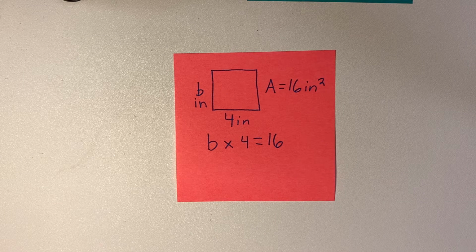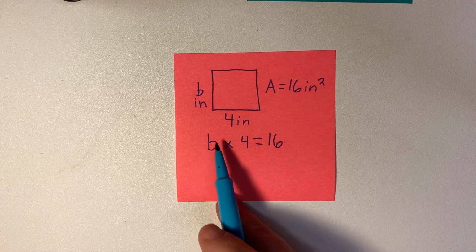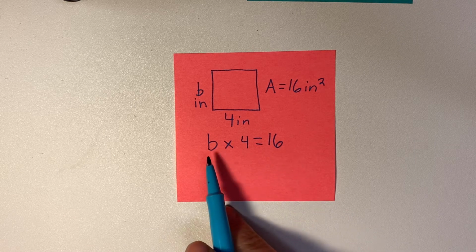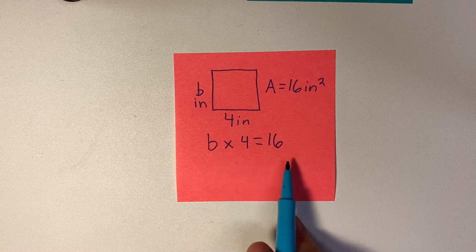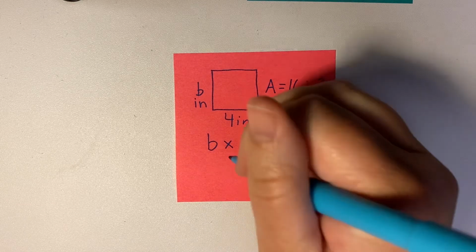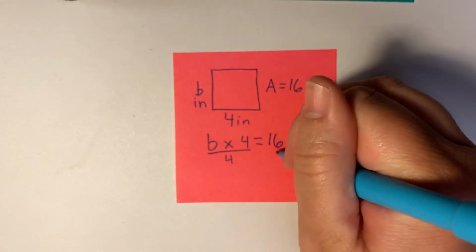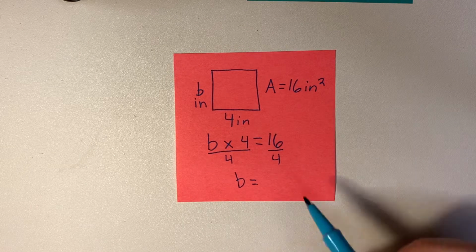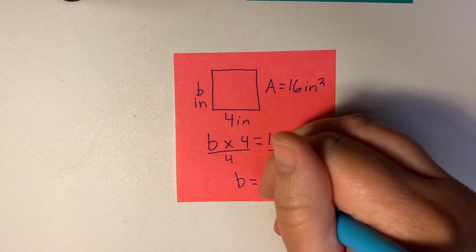Now, you can use your mental math and say, well, what? The b is what we don't know, right? That's the variable. So what times 4 equals 16? 4 times 4 equals 16, so b is 4. We can also solve it algebraically, where we divide both sides by 4. So b is equal to 16 divided by 4, which is 4.